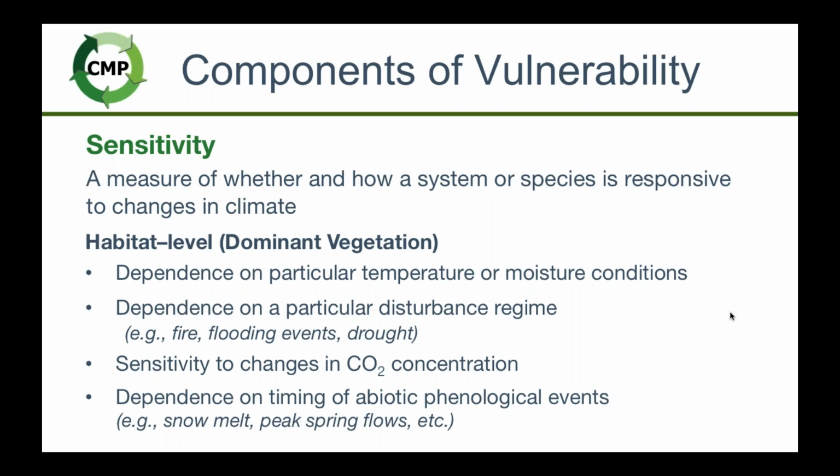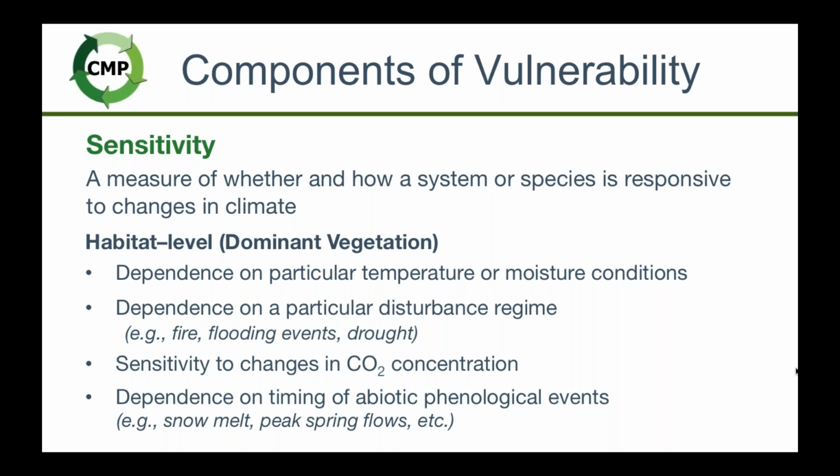Sensitivity is a measure of whether and how a system or species is responsive to changes in climate. We know that ecosystems and species can be dependent on a particular temperature or moisture regime. They can be dependent on a particular disturbance regime, such as forests that are dependent on a fire cycle, or riparian areas that are dependent on some flooding events.